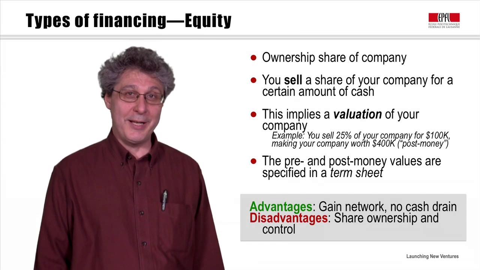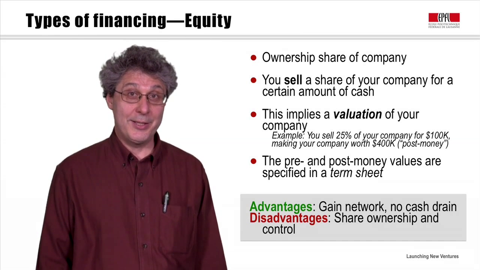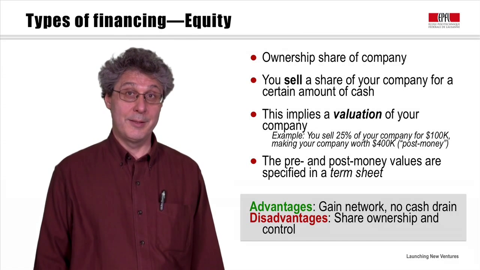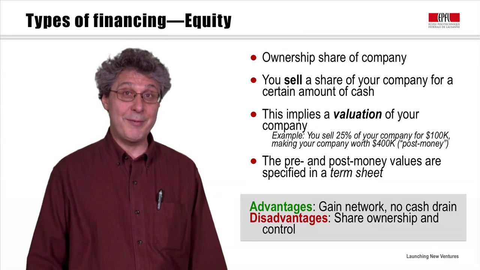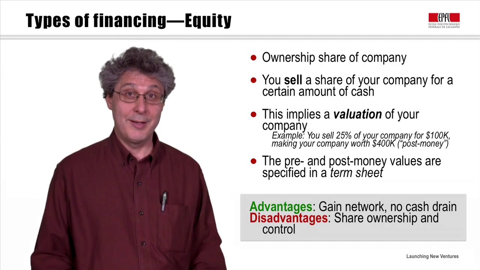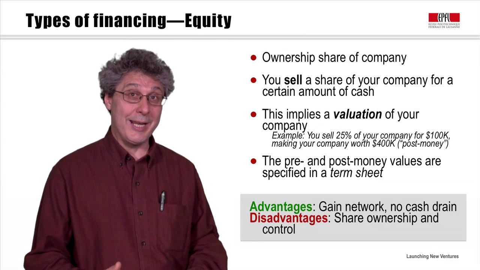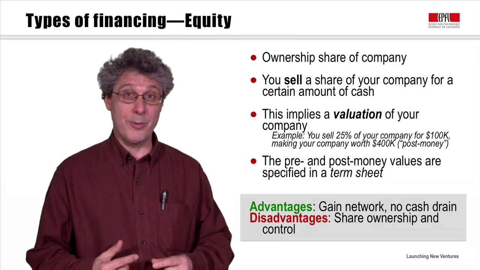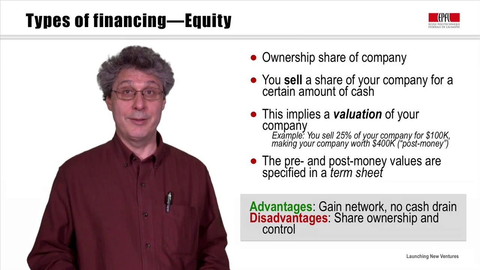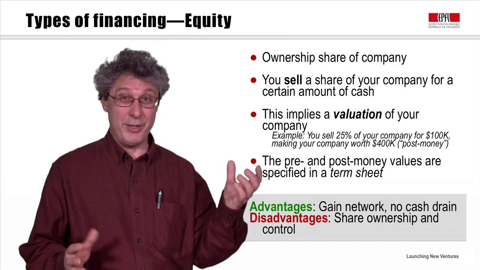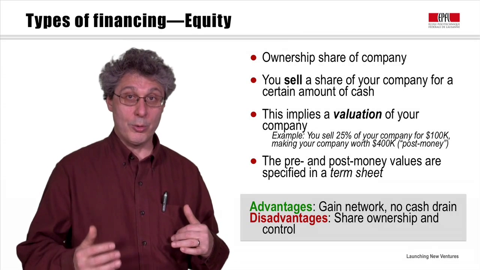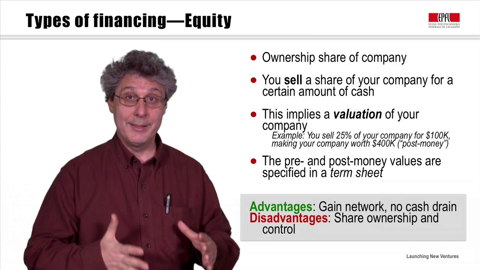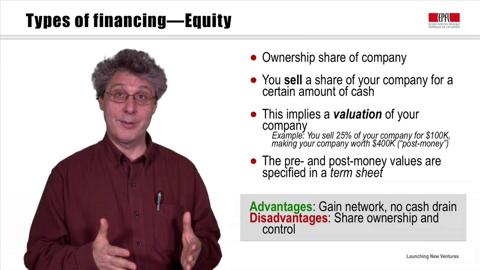Okay, the third type of financing is called equity financing. And this is where the entrepreneur gives up an ownership stake in the company. That means the entrepreneur is receiving some cash from the investor and in return is selling a share of the company. And that means that the company is going to have a certain valuation. Now, the definition of valuation is basically the total expected value of all the future profits of the company brought back into the present dollar terms.